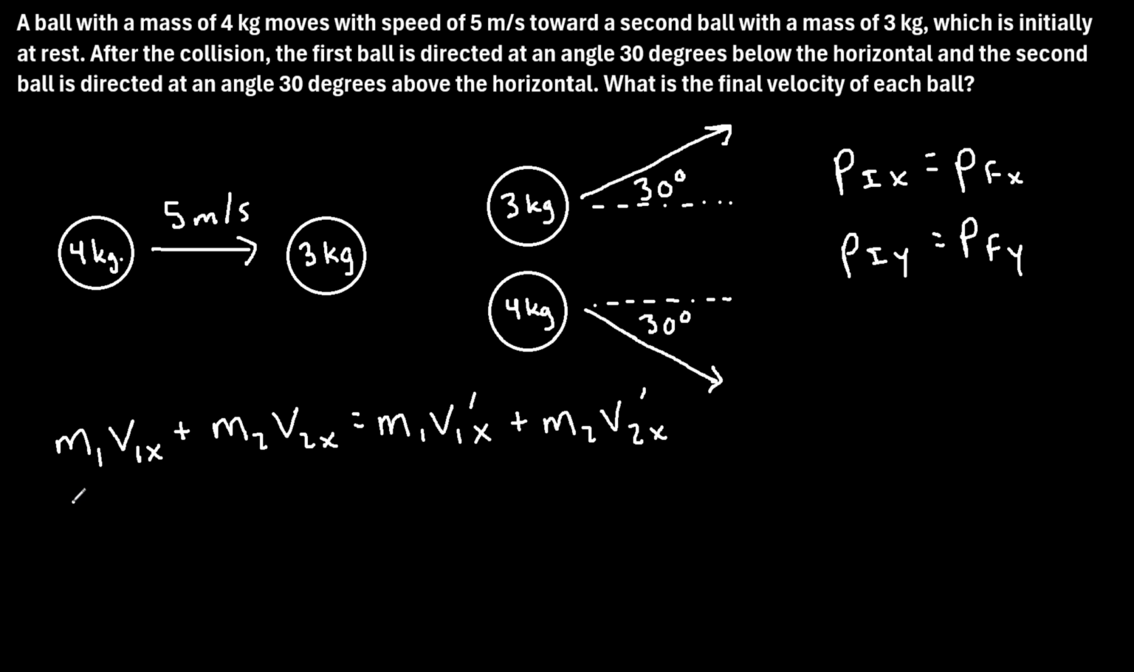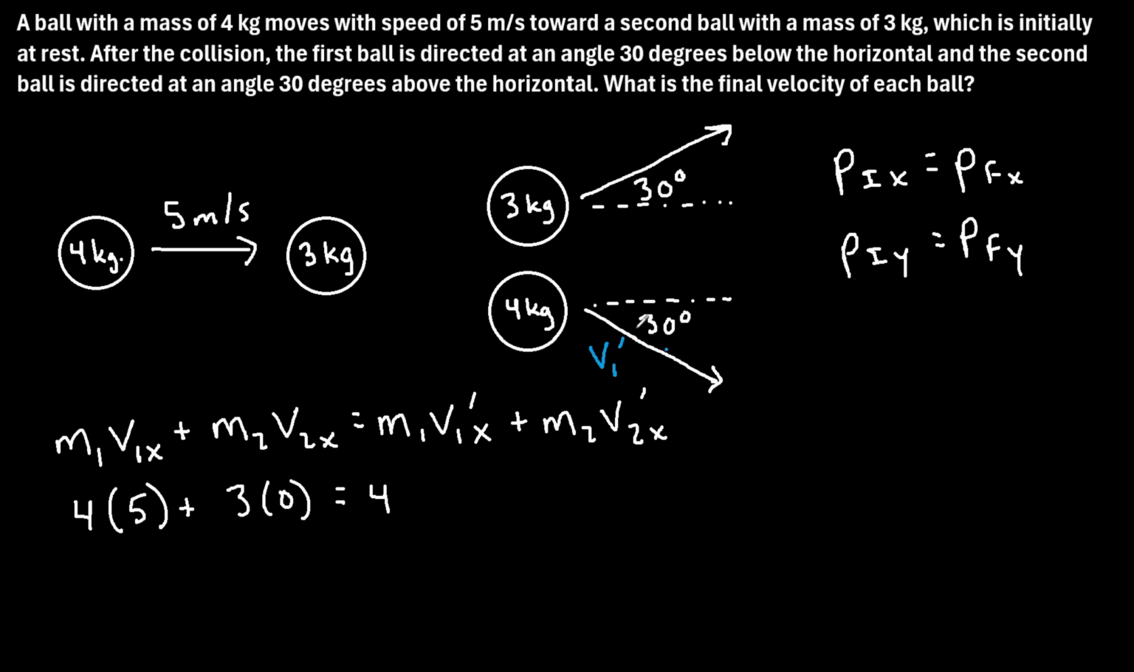So the mass of the first ball is 4 kilograms, times the velocity of that ball in the x direction, that's 5 meters per second. So we'll say times 5, plus the mass of the second ball, that's 3 kilograms, times its velocity in the x direction. Now for this second ball, we're told that it is at rest initially. So its initial velocity is actually 0. So we'll fill in a 0 right here. And that must be equal to the mass of the first ball, so that's 4, times its final velocity in the x direction. Now, for this first ball, we're told that it's shot in this direction 30 degrees below the horizontal. So its final velocity, let's call that v1 prime.